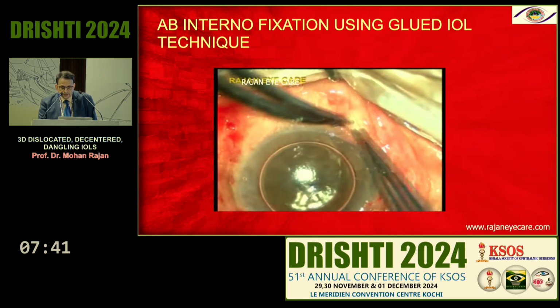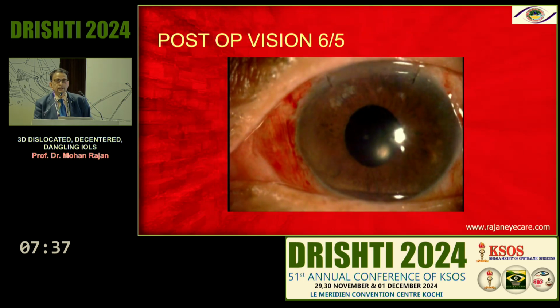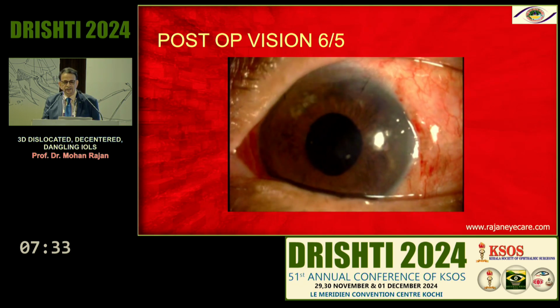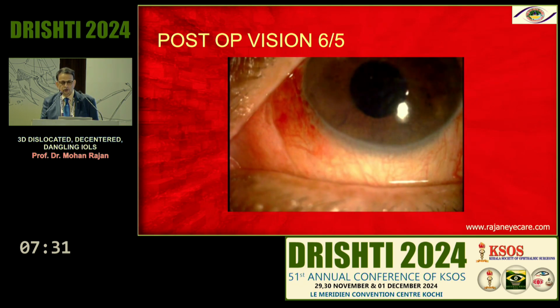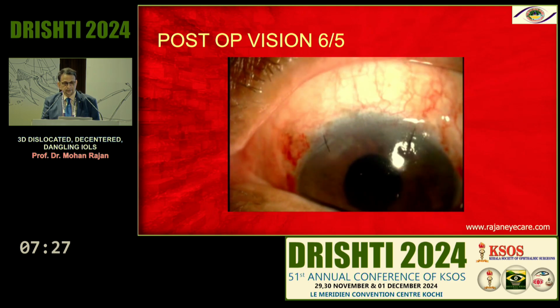And you can see the post-operative result of this patient. You can see absolutely there is not even a micron of movement. The entire lens is completely fixed. The patient is very happy. The oscillopsia is gone, and the patient's vision also improved to 6/5.